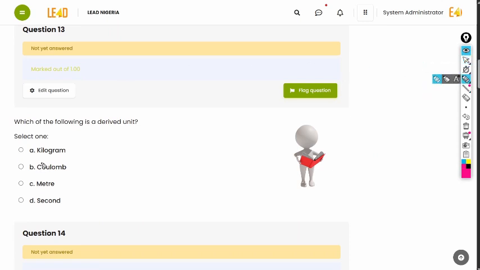Question 13, which of the following is a derived unit? The correct answer is coulomb, the unit for charge. Kilogram is for mass, and mass is fundamental. Meter is for length, and length is fundamental. Second is for time, and time is fundamental. Coulomb is for charge, and charge is not fundamental.